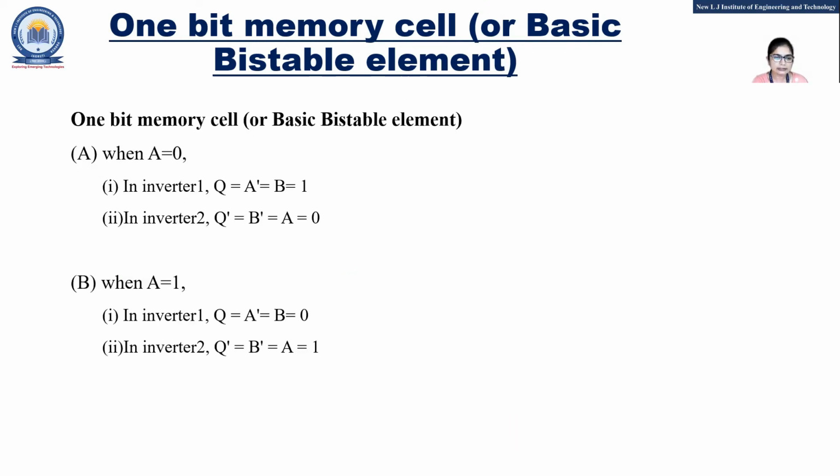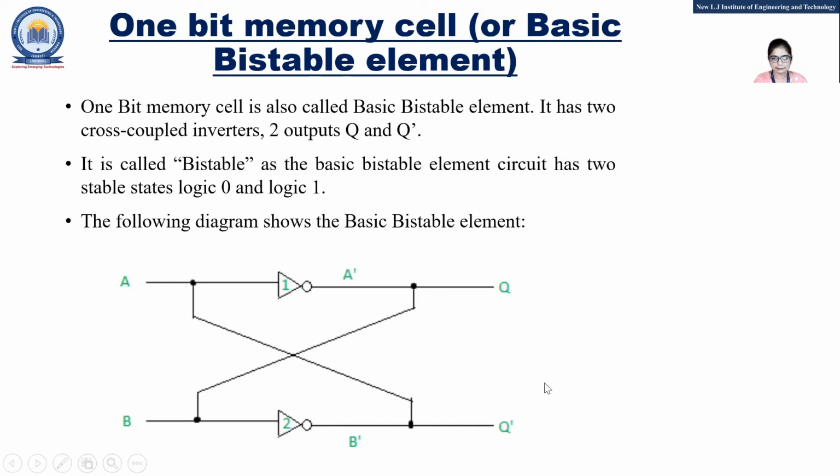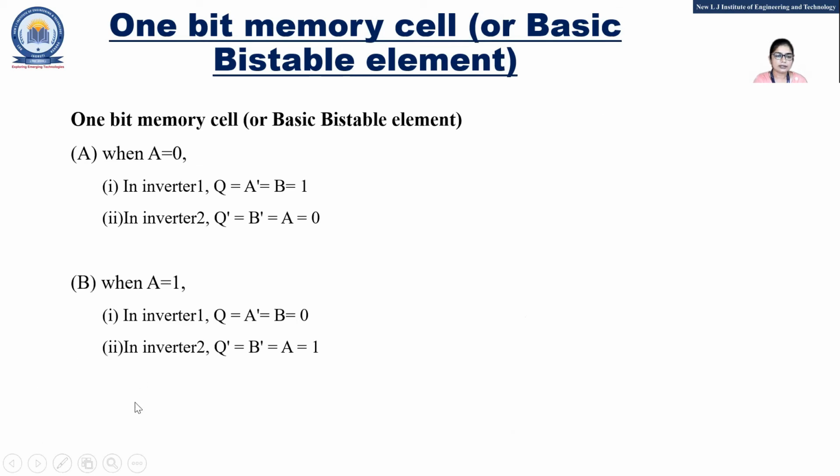Now we will see, I have taken different combinations, I mean different inputs. A is equal to 0, A is equal to 1. At the same time, if A is equal to 0, Q and Q dash will be 1 and 0 respectively. And if I give A equal to 1, Q and Q dash will be 0 and 1 respectively.